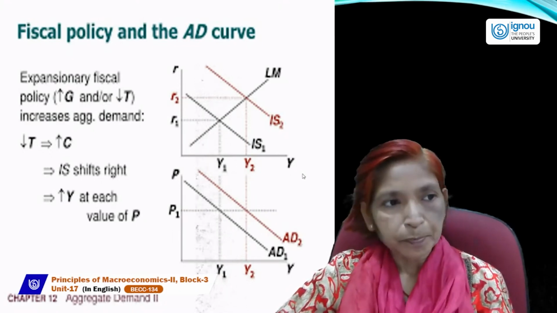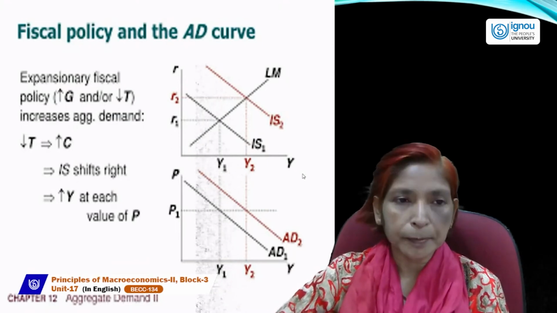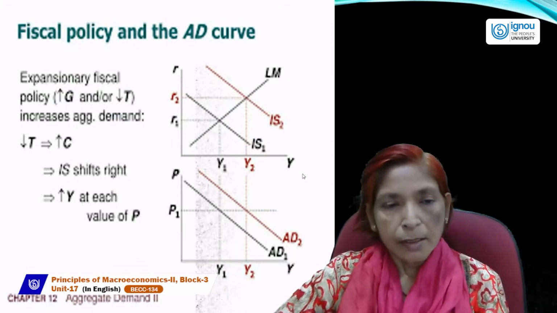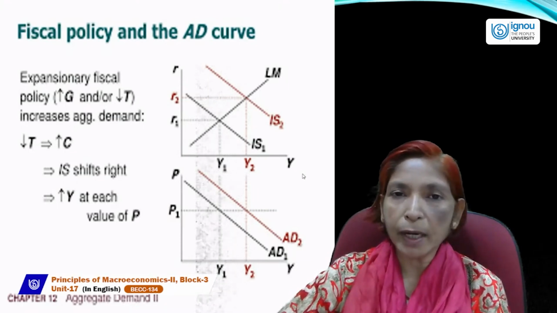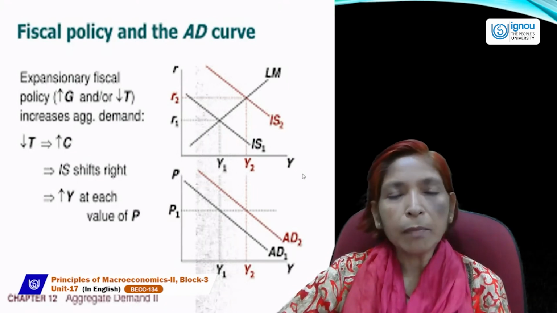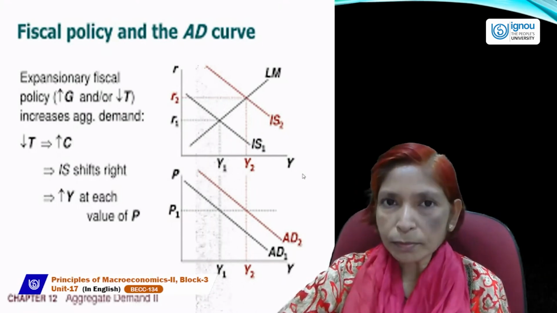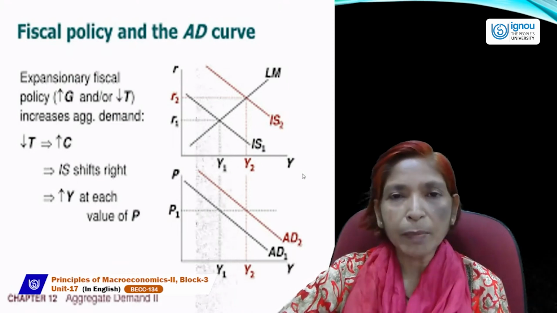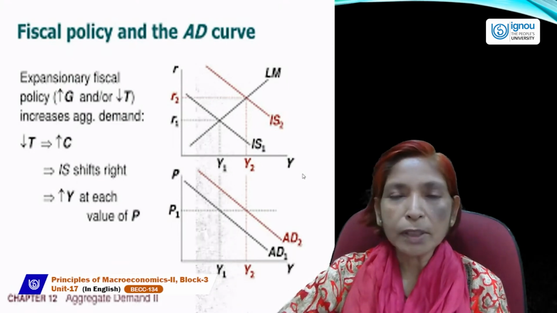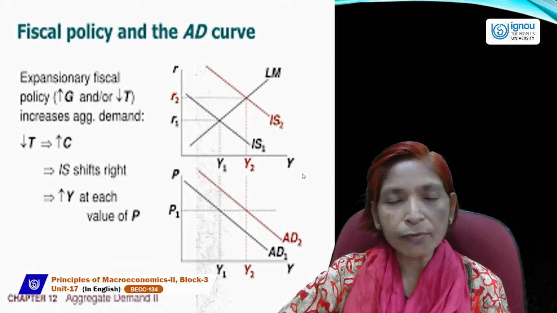in our economy. So, fiscal policy and aggregate demand. Fiscal policy is that policy which is made by the government, and the main tools of fiscal policy are public revenue, second is public expenditure, third is public debt, and fourth is budget. There are four main tools of fiscal policy.